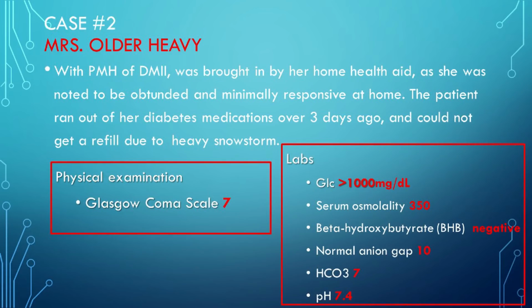Case 2. Mrs. Older Heavy, with a past medical history of diabetes mellitus, was brought in by her home health aide as she was noted to be obtunded and minimally responsive at home. The patient ran out of her diabetes medications over 3 days ago and could not refill due to heavy snowstorm outside. On physical examination, you note that the patient has a GCS of 7, the labs show a blood glucose level of over 1000, a serum osmolality level of 350, pH is normal with 7.4, beta hydroxybutyrate is negative, and an anion gap of 10, which is normal.